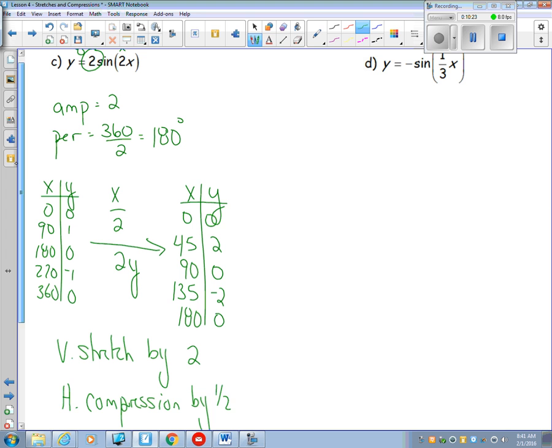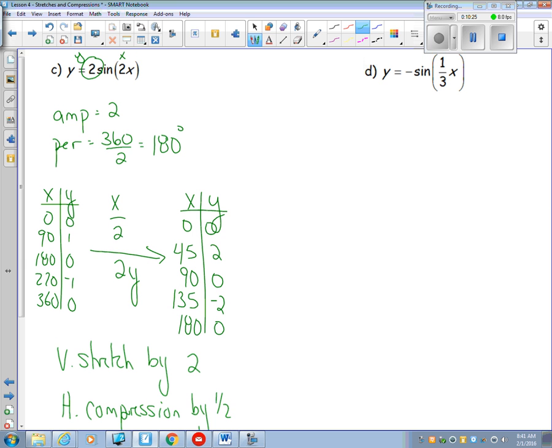Okay, last one. Give it a try. Something weird going on in this one. We have a negative sign out front. Talk about that. Our amplitude. It's the value in front. The value in front is a 1. Okay, yes, there's a negative sign there, but remember we said a negative sign reflects things. It doesn't actually change the size at all. It doesn't actually become part of amplitude at all. It just tells me the direction I'm going to go.